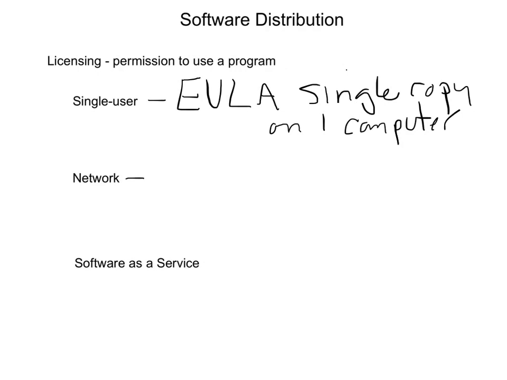Why would we want to buy network licenses? What are the benefits of doing that? You're buying once, but how many licenses am I buying? I am buying a lot. What happens usually when you're buying a lot of something? Cheaper, right? So the cost per user is cheaper.